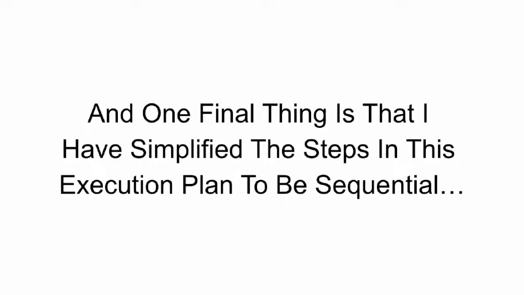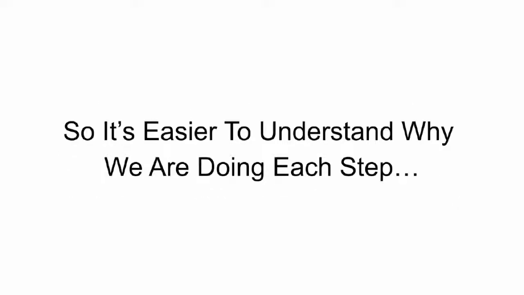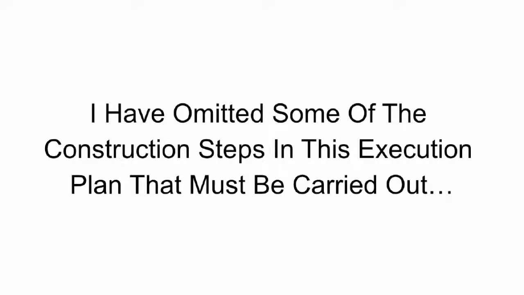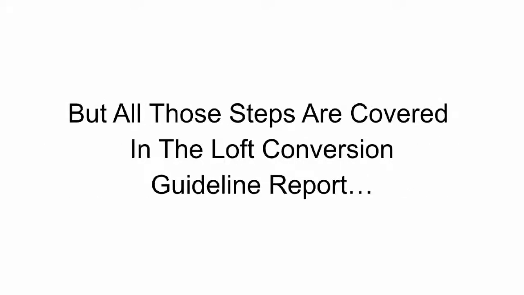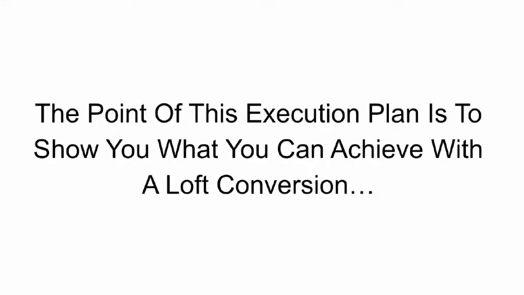The one final thing is that I have simplified the steps in this execution plan to be sequential, so it's easier to understand why we are doing each step. I have omitted some of the construction steps in this execution plan that must be carried out at the start of constructing a loft conversion, like moving water tanks, drainage, utilities, etc. But all those steps are covered in the Loft Conversion Guideline Report. The point of this execution plan is to show you what you can achieve with a loft conversion rather than getting bogged down in the minutiae that will be sorted out by a competent building contractor anyway. In other words, we're going straight to the good stuff.